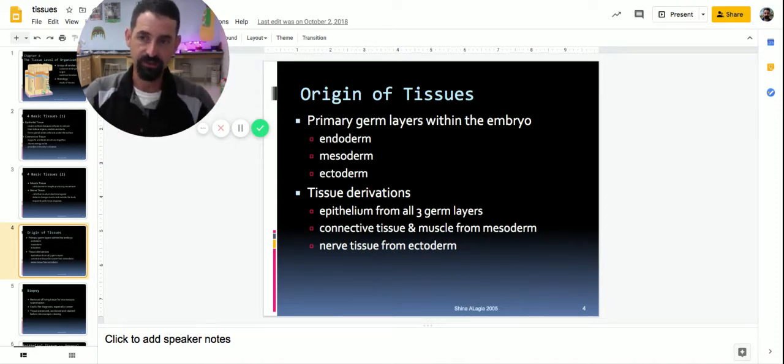Depending on where those layers came from, whether it was endo, meso, or ecto, that will develop into different tissue types. So you get epithelial tissue from all 3 germ layers, connective tissue and muscle from the mesoderm in between, and nerve tissue from the ectoderm or the outside layer. So this is all really interesting how this forms, and that has direct impact on how your tissues are spread throughout your body.